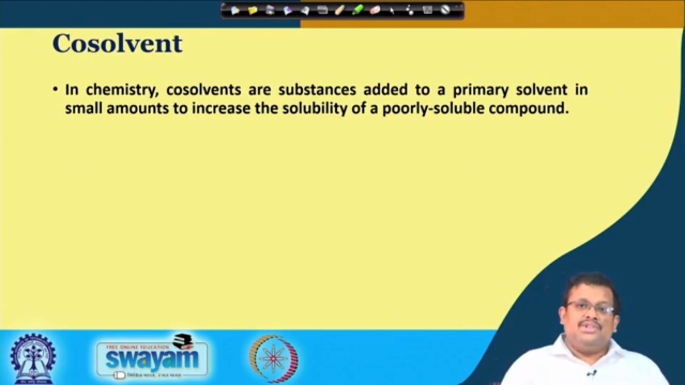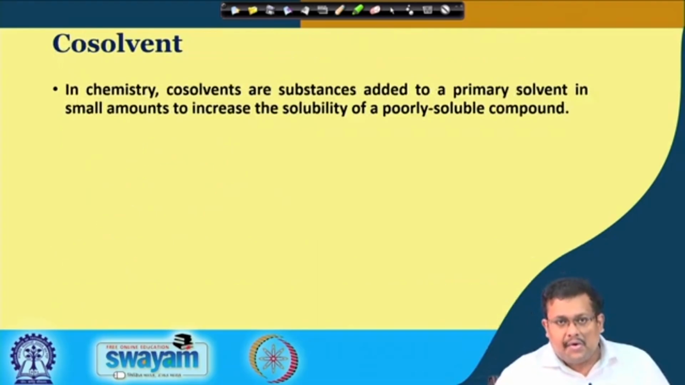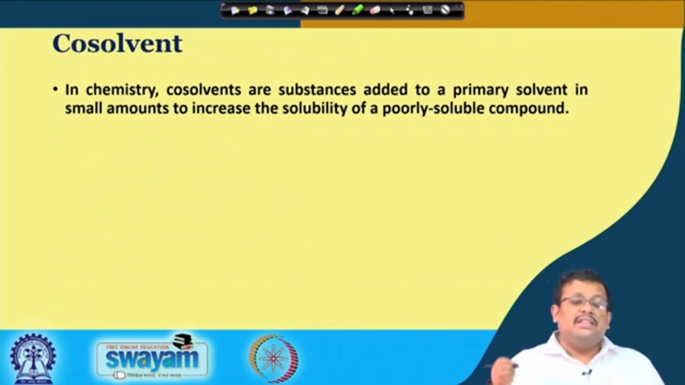So, in a binary mixture, here we are talking about a nonpolar solute. A nonpolar solute will be less soluble in water. So, to increase its solubility, if we add some organic solvent to the water, creating a binary mixture, then this organic solvent will be called a co-solvent. Okay. So, I think the concept of co-solvent is now clear.